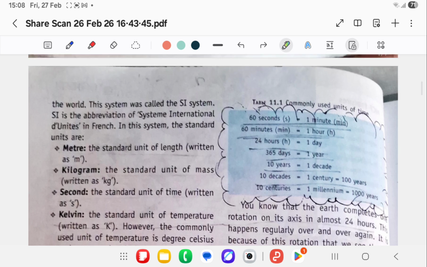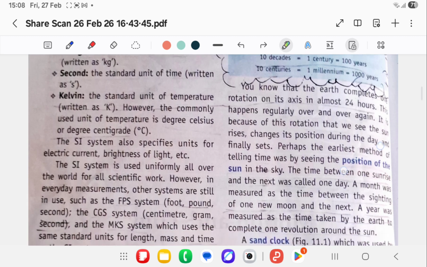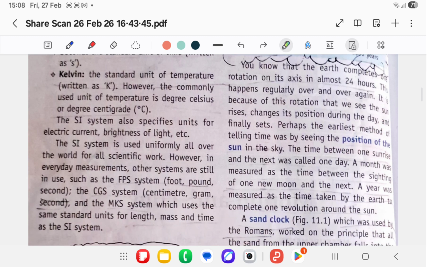So anything that repeats itself at a regular interval of time can be used to measure time. Like 60 seconds equals 1 minute, 60 minutes is equal to 1 hour, 24 hours is 1 day, 365 days is 1 year, 10 years is 1 decade, 10 decades is 1 century or 100 years, 10 centuries is 1 millennium or 1,000 years. So what is time? Anything that occurs at a regular interval of time can be used to measure time.